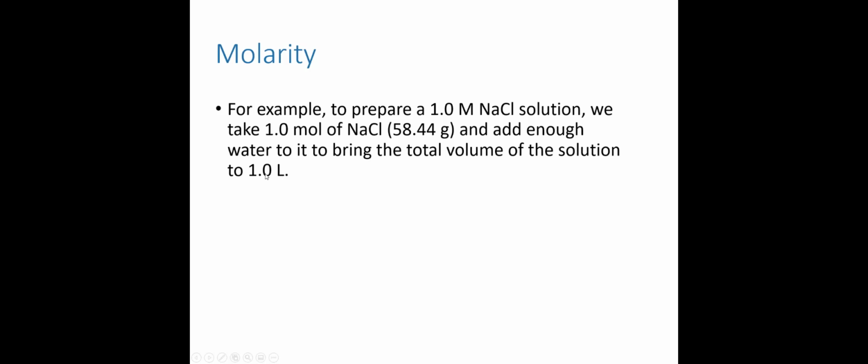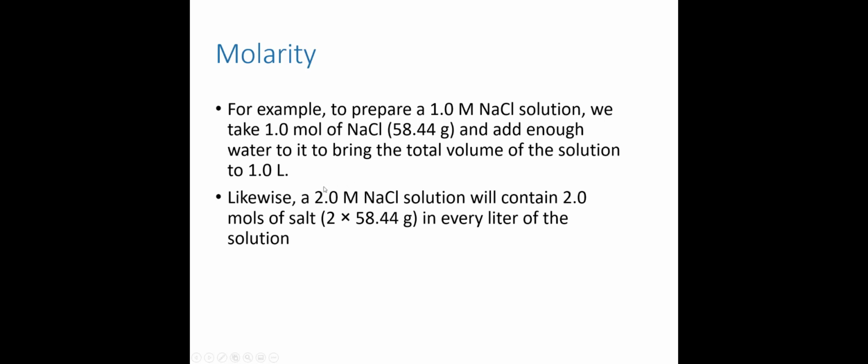We don't say add 1 liter of water because the sodium chloride can affect the volume itself. In some cases it will take up some of the volume, and in some cases the attractions of the ions will pull the water molecules closer, and you might need to actually add even more than 1 liter. So we just say add enough water to get the solution to a total volume of 1 liter.